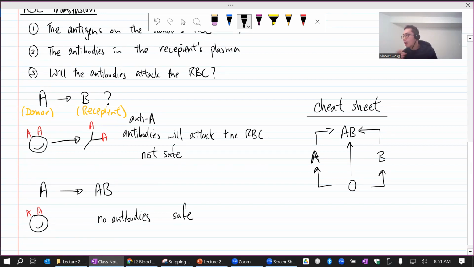Okay, what's the question? But how do they call A is not universal recipient, AB they call universal recipient. Okay, you look at this picture. AB can accept from everybody. You can accept from A, you can accept from O, you can accept from B, because AB has no antibodies, right?